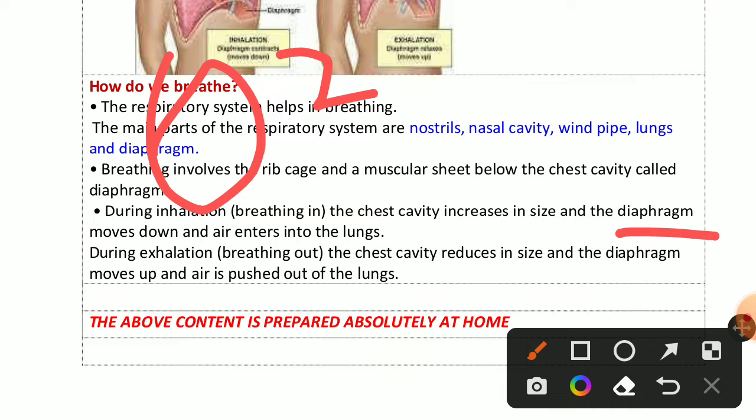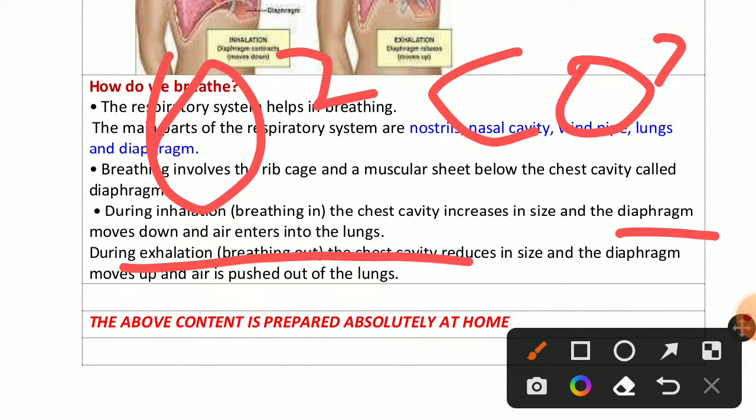Second point is when we exhale. Exhaled air is rich in CO2, that means carbon dioxide. When we inhale, the diaphragm goes down. When we exhale, the diaphragm goes up, and the lungs push out the carbon dioxide.